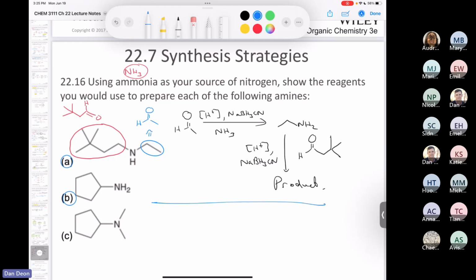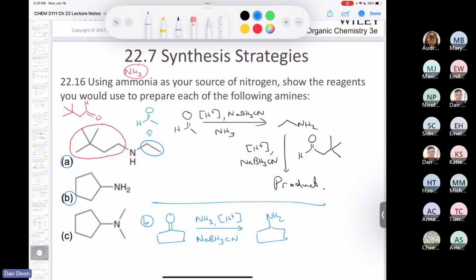Okay, we'll just make some space down here. If you wanted to do B, all you would need is cyclopentanone. If you start with cyclopentanone and treat that with ammonia, a catalytic amount of acid, and sodium cyanoborohydride, that will give you cyclopentanamine or cyclopentylamine. They both mean the exact same thing. All right, and I'll leave you to give C a try.